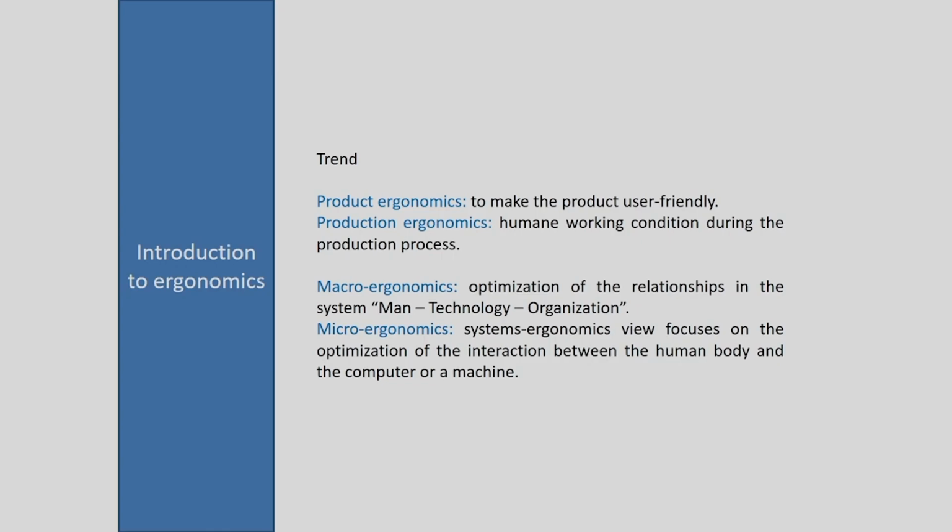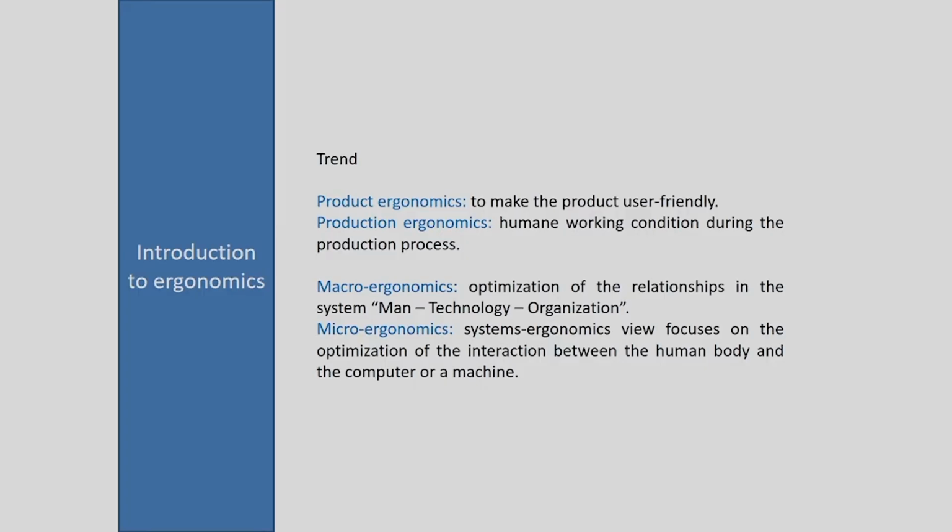So, what is product ergonomics? We are talking about manufacturing or developing a kind of product, okay? Developing a product which is user friendly, following the ergonomics principles. Whereas, production ergonomics talks about human working conditions during the production process. Okay? So, these two major aspects we are going to cover.